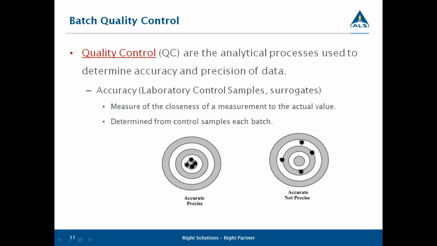But now we're at the point, as we go into batch quality control, where we're actually starting to run some samples. And we're looking really here at two analytical processes, or really two ideas that help us to determine whether results have good quality control. We have the accuracy and the precision of the data. In terms of accuracy, we're looking at the laboratory control samples, which I'll talk about a little bit more later, and surrogates. These measure the closeness of a measurement to the actual value. This is determined from control samples in each batch.